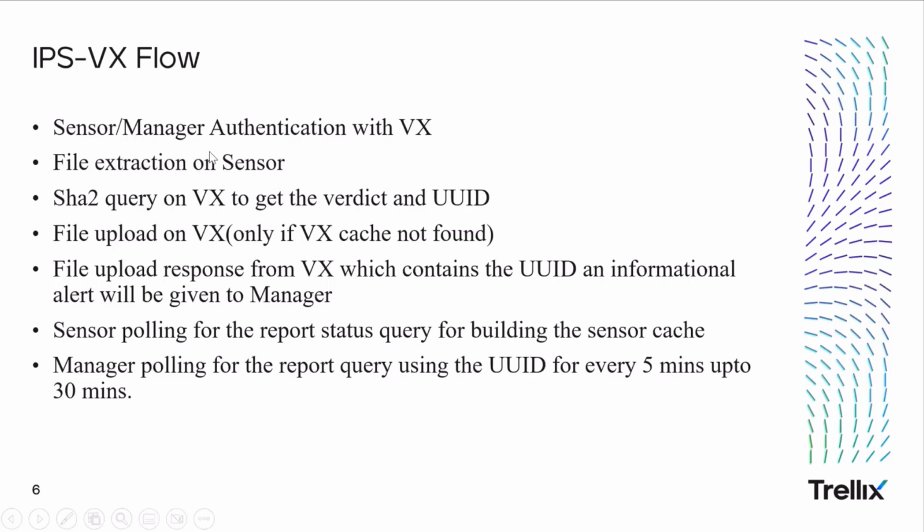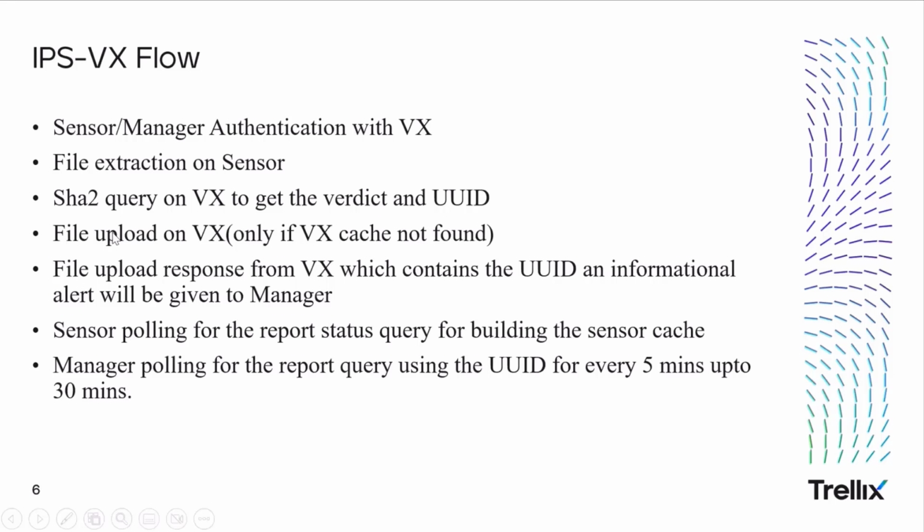Assuming the result is not available on the sensor, it will do a SHA-2 query on the VX to get the verdict and the UID. Here the verdict is nothing but whether the file is malicious or non-malicious. UID is a unique identifier. So basically, the first SHA-2 query will be done on the VX to get the verdict and UID. If the SHA-2 query is also not able to find the result, only then we will do a file upload on the VX. That is, if the VX cache is not found, then we will do a file upload.